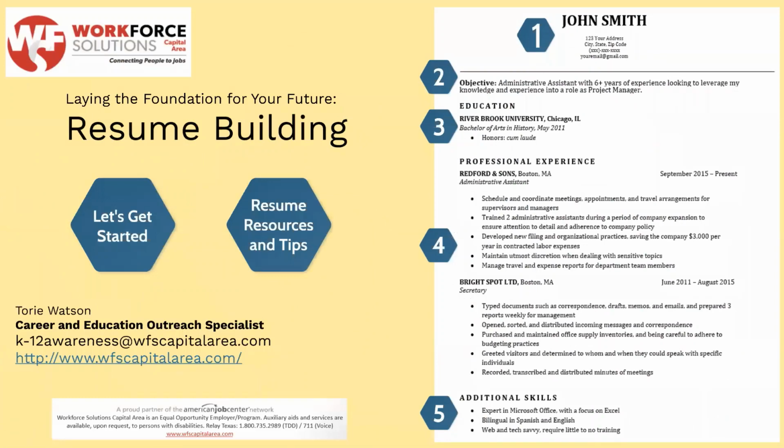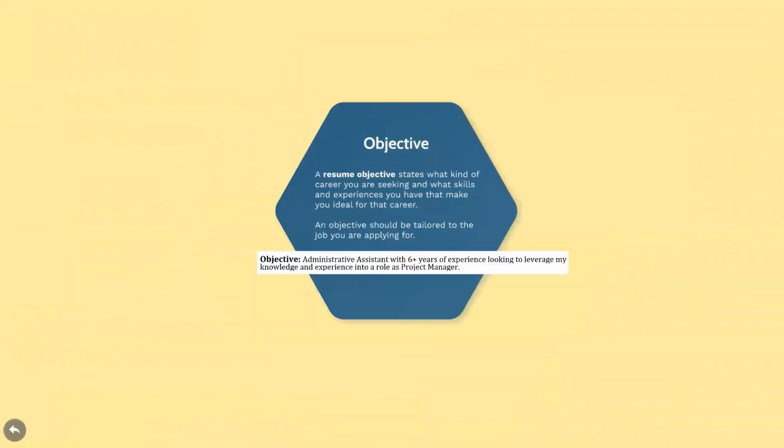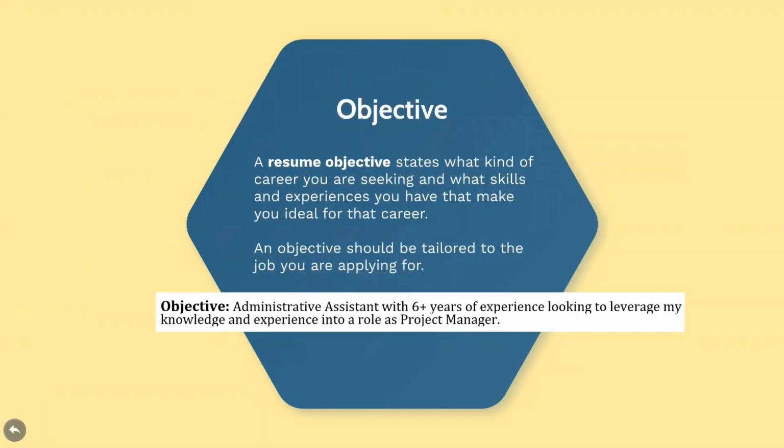Our next section is objective. A resume objective states what kind of career you are seeking and what skills and experiences you have that make you ideal for that career. An objective should be tailored to the job you are applying for. For example, objective: administrative assistant with 6+ years of experience looking to leverage my knowledge and experience into a role as project manager. This job seeker states his experience, administrative assistant with 6+ years, and connects that to the job he is seeking, role as a project manager.